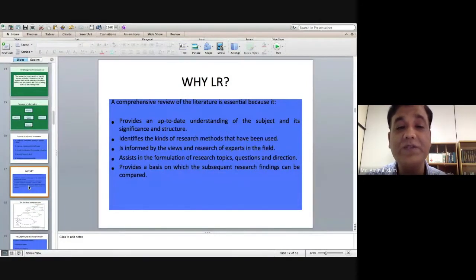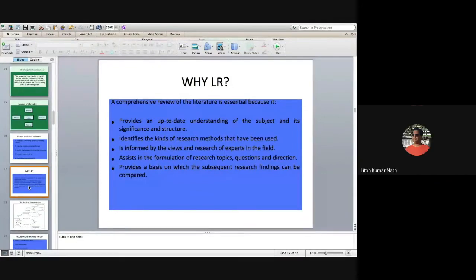You will also be getting views from research experts in the field. It will help you to formulate your research question and your research direction. And also, definitely, it provides a basis for subsequent stages of your research.